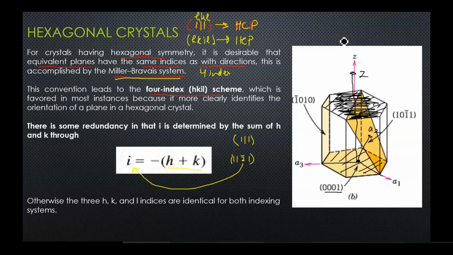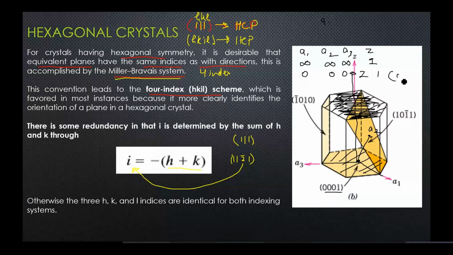No, sir. It will only cut the Z axis. Absolutely. A1, A2, A3 would be infinity, infinity, infinity, and the Z axis it is cutting at 1. So you'll have 0, 0, 0, 1. That means the Miller indices would be 0001 for the same plane. Clear enough?